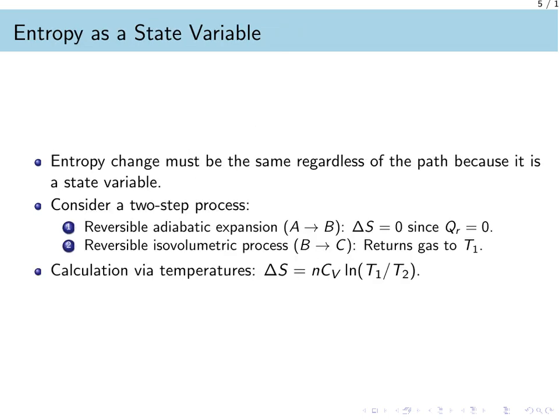Entropy is what we call a state variable, meaning the change in entropy between two states is the same regardless of the path taken. To demonstrate this, consider a two-step reversible process. First, we have a reversible adiabatic expansion where no heat is transferred, so the change in entropy is 0. Second, we perform a reversible process at a constant volume to return the gas to its original temperature. The entropy change for this second step is calculated as the number of moles times the molar specific heat at constant volume times the natural logarithm of the ratio of the final temperature to the initial temperature.